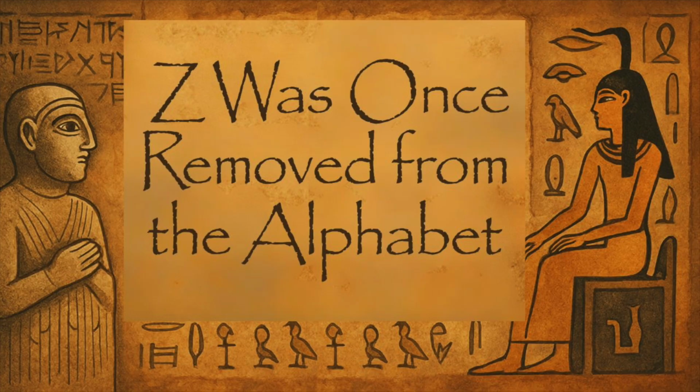Z was once removed from the alphabet. In classical Latin, Z was considered unnecessary and got kicked out, only to be reinstated later by scholars who wanted to represent Greek words more accurately.